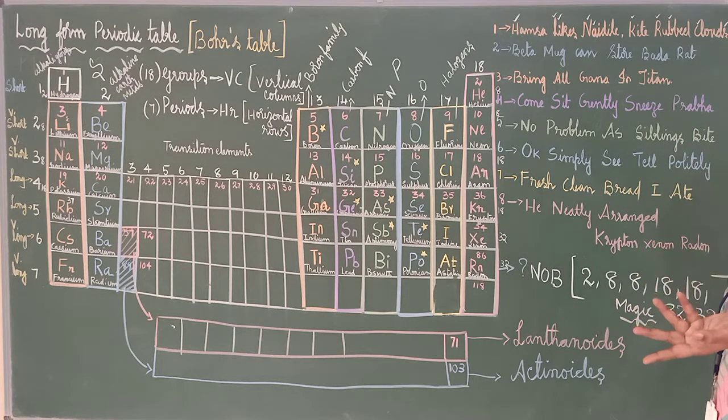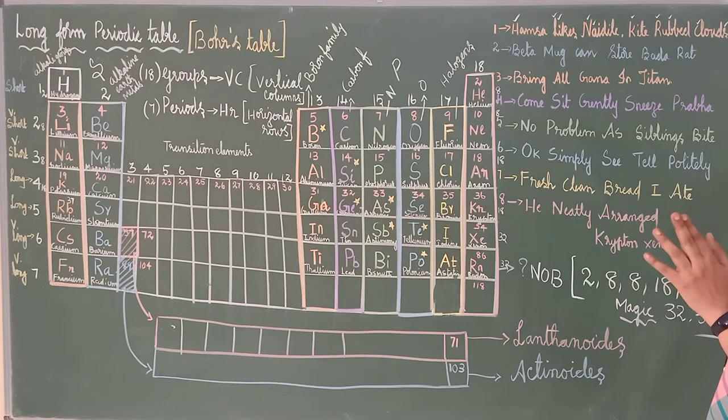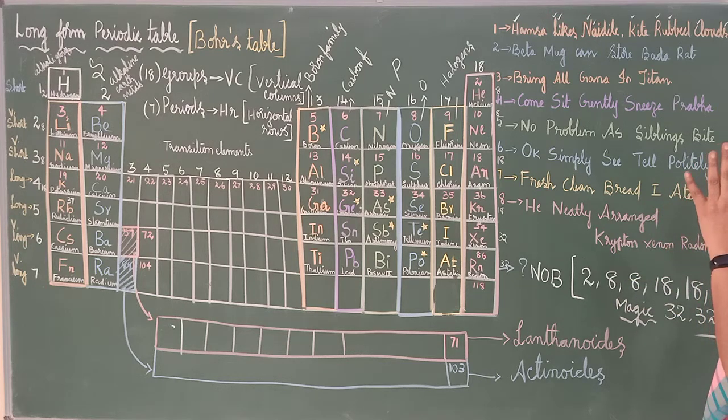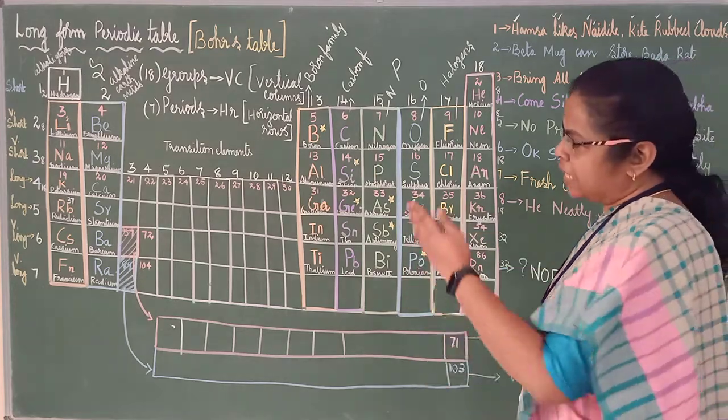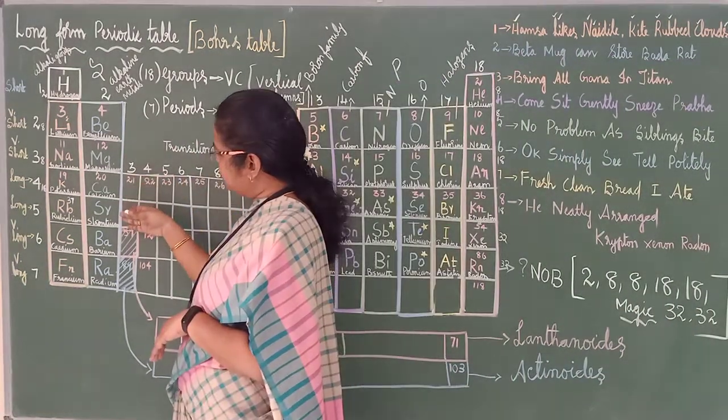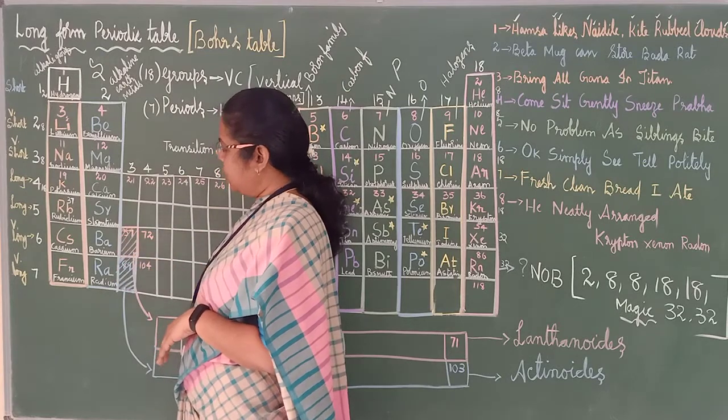You can remember this because it will be useful in your high school, and in college also you will be using this. You have a chapter based on the periodic table, so it will be very important. Remember this: Hamsa likes Naidile, kite rub clouds, and this is because they are friends. Okay. First group over. Second group, you should remember beryllium, magnesium, calcium, strontium, barium, radium.